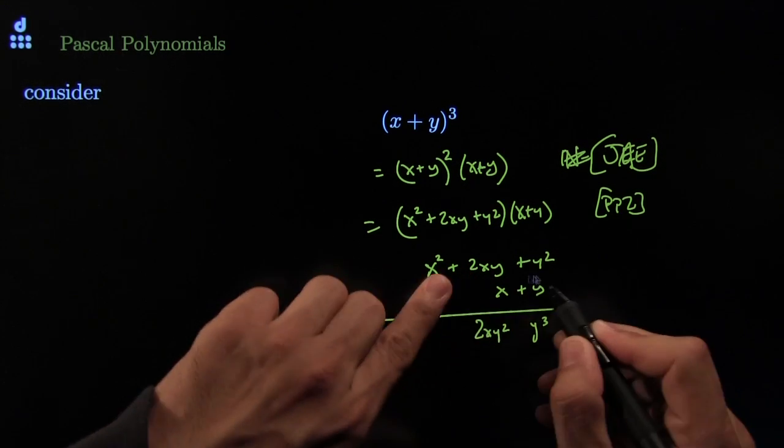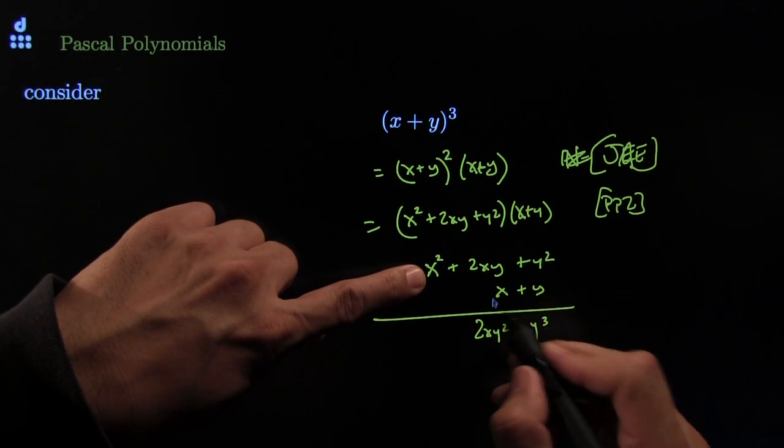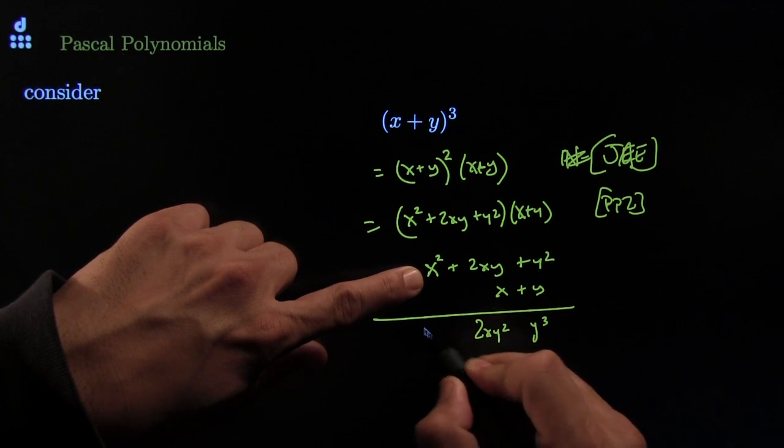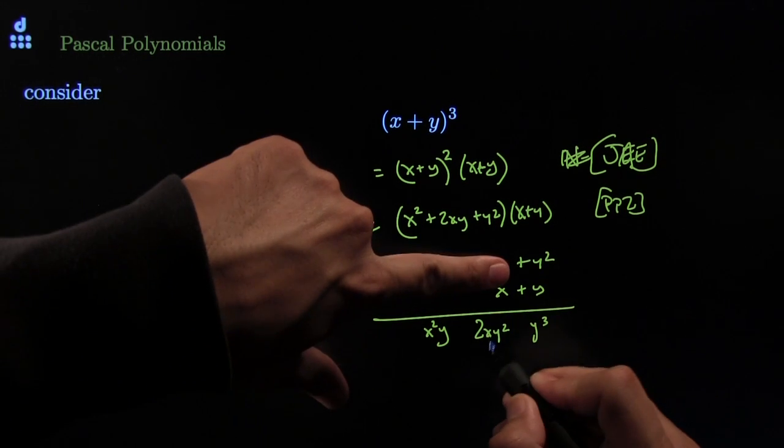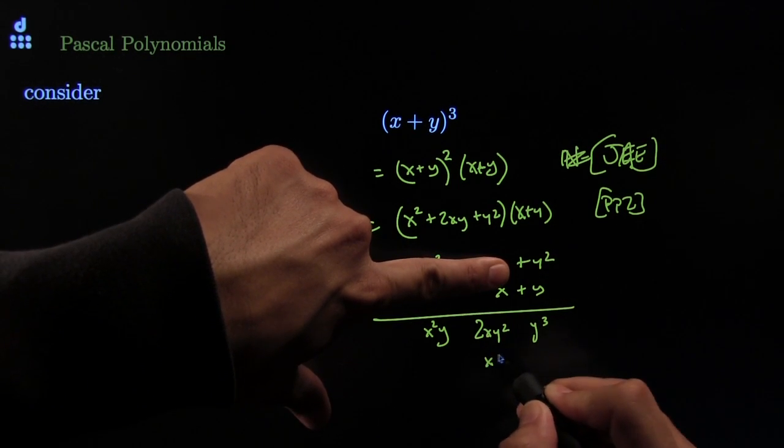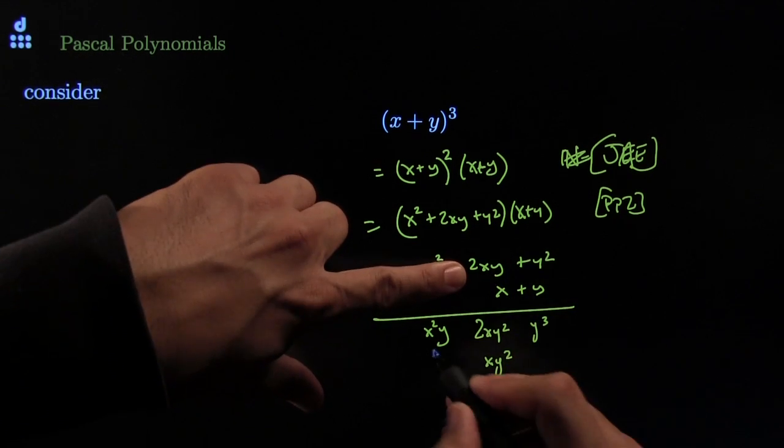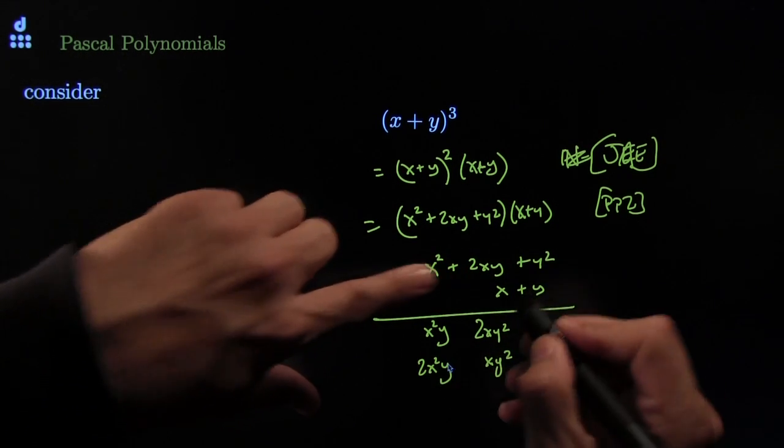If this is too fast for you, you can just slow it down, pause it, and do it yourself. x squared y. If it's too slow for you, you can fast forward it, play it at double speed. That's the beauty of videos.